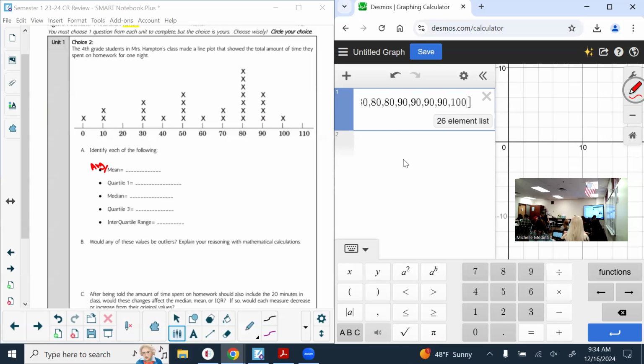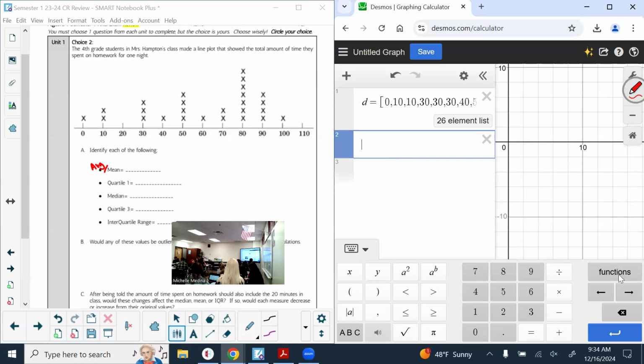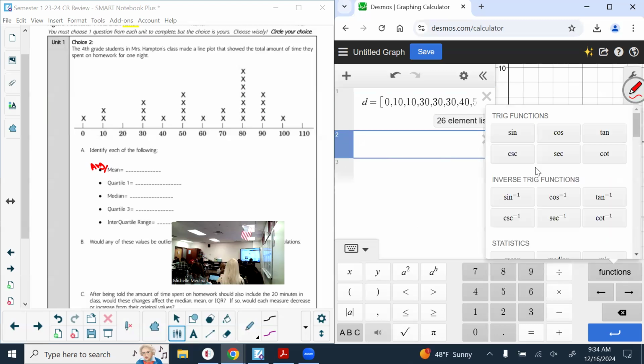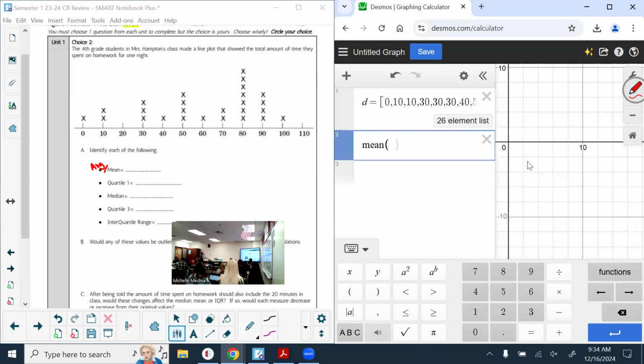Okay, and I do have 26. So then in this little functions menu, you could find a lot of these already. Like mean, and if I put D in the parentheses like that, it'll tell me what the mean was. It could also tell me a lot of these other things too. Not all of them, but a lot of them. It doesn't say what to round to, so I'm just going to round to 2 spots. If it does say what to round to, make sure you follow those directions.